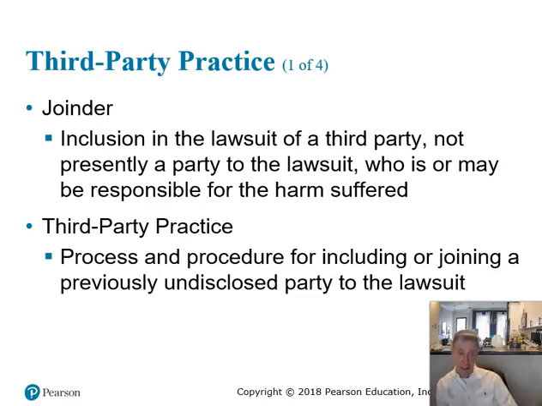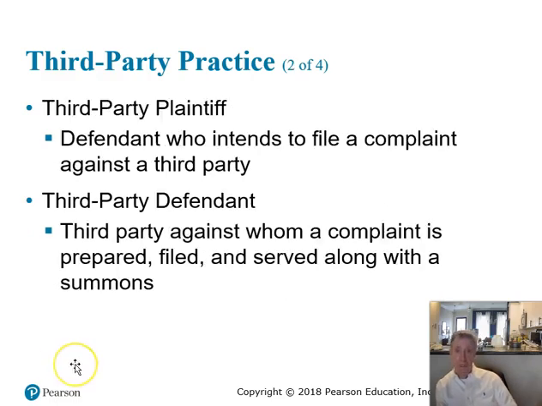So it's third-party practice as opposed to cross-claim, which is against a defendant who is named, and you're saying they're responsible. There's a third-party plaintiff, and that could be a defendant who intends to file a complaint against a third party. A third-party defendant is a third party against whom a complaint is prepared, filed, and served along with the summons. So you can drag other people into the lawsuit.